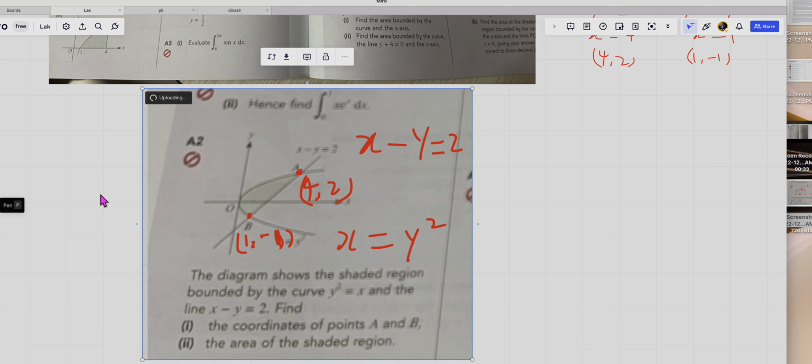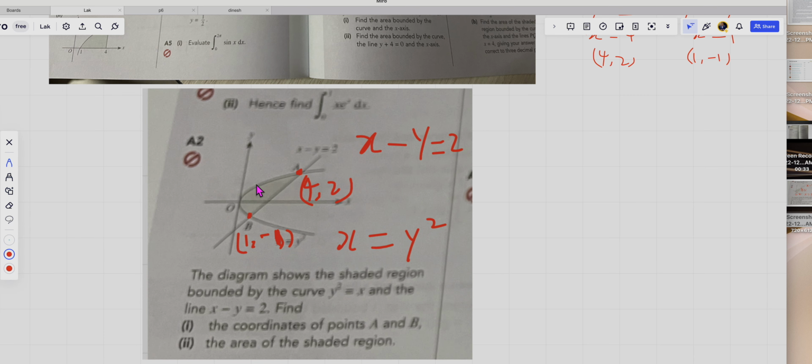Okay, so for this curve, if you try to do it this way, which one is the area under the curve? They want to find the area here, the shaded region, which is this one. Let's say you try to integrate from this point 0 to this point 4.